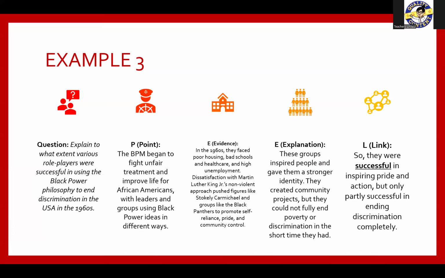Then explain what did these role players do? These groups inspired people and gave them a stronger identity. They created community projects, but they could not fully end poverty or discrimination in the short time they had. So remember, it's a to what extent question. So I'm looking at both where they were successful and where they were unsuccessful.